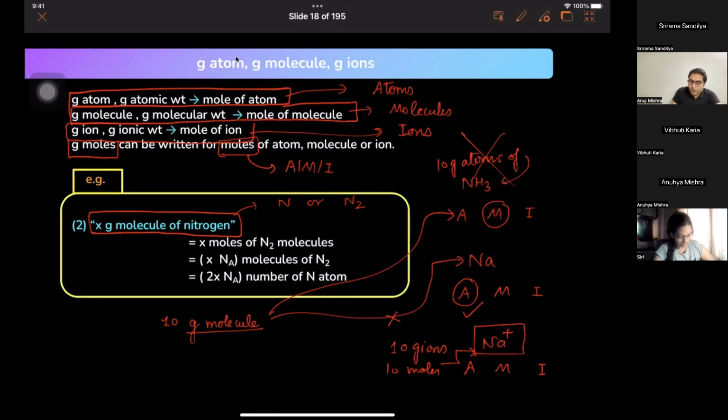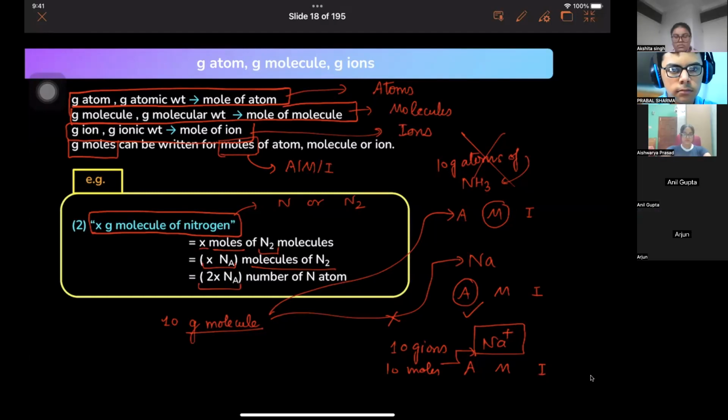Excellent. So can I say X gram molecule of nitrogen means X moles of N2? X moles of N2 is X into Na molecules of N2, and X into Na molecules is 2x Na atoms of N, because one N2 has 2 nitrogen atoms. Is this calculation clear in your mind? Read it and understand this. I repeat, X gram molecule of nitrogen means X moles of nitrogen molecules, X into Na molecules of N2. Each molecule will consist of 2 nitrogen atoms, so the answer is 2x Na.